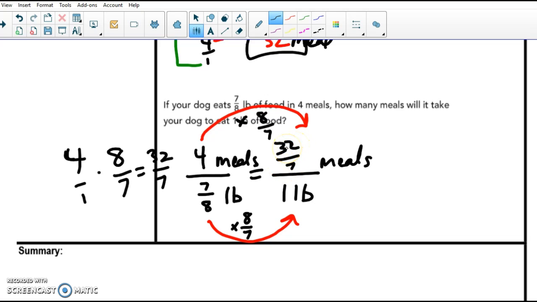So 7 will go into 32 4 times. 7 times 4 is 28. That gives us 4 leftover, and I keep my denominator. So we could say 4 4/7 meals for 1 pound of food. And that's pretty impressive. Our dog is not eating a whole lot of food if he's eating almost 5 meals before he eats 1 pound of food. This must be a really tiny dog.